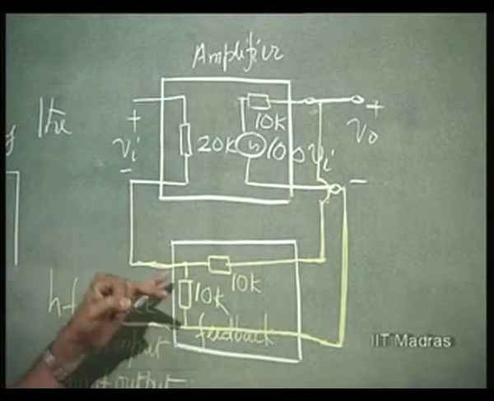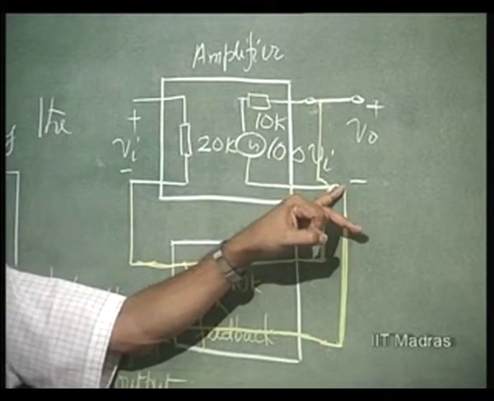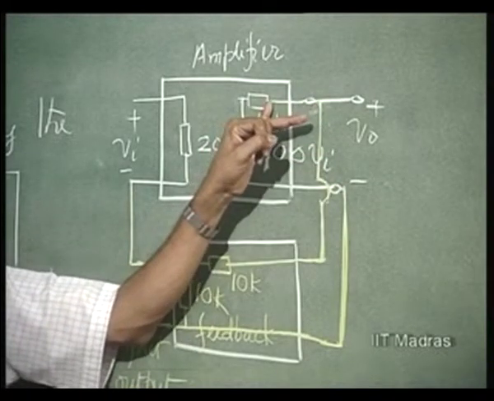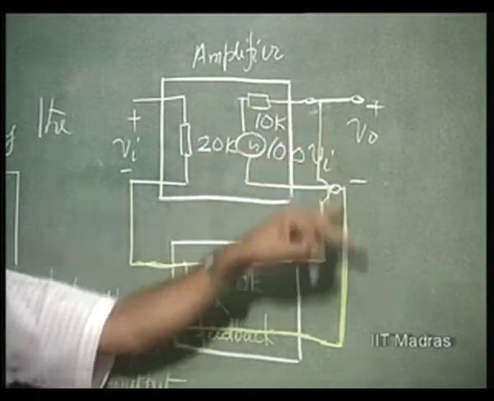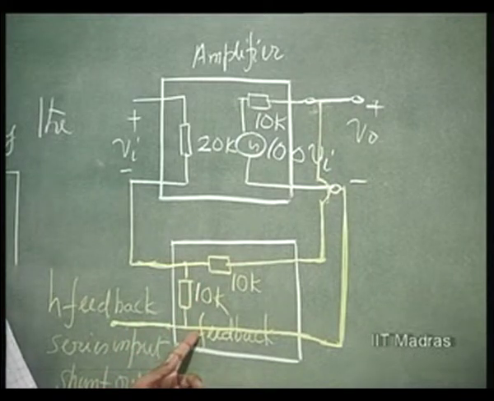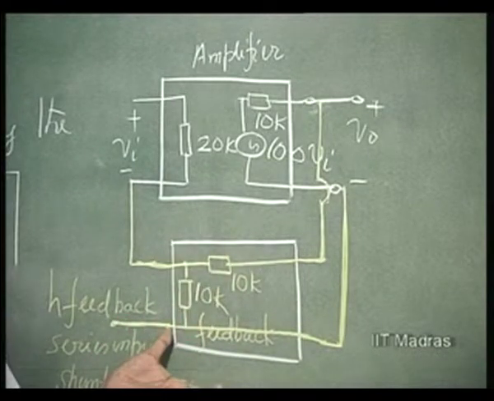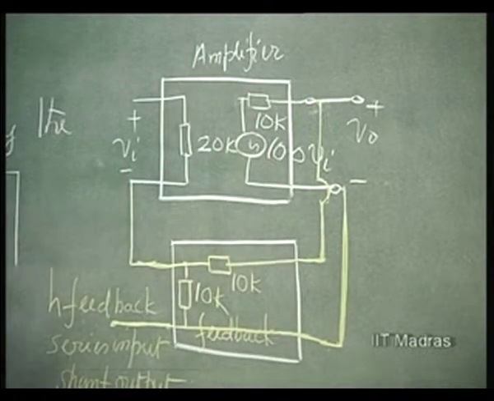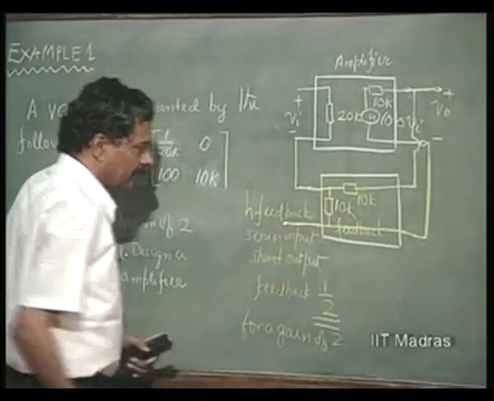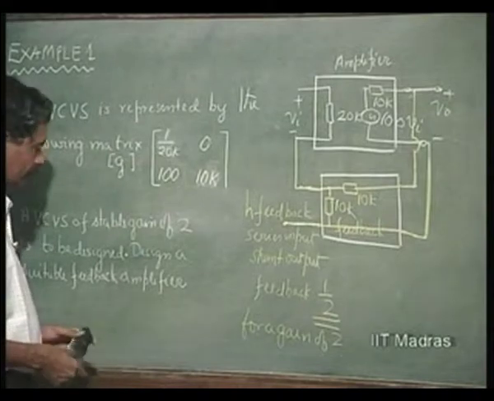I am purposely putting 10K, 10K. Otherwise I would have put an impedance network such that the output impedance is not affected by it. That means, if this is 10K, I would have put a total impedance of greater than 100K, but I am not doing it purposely, so as to illustrate the effect of the feedback network impedance on the total amplifier performance. So with 10K, 10K, I get a feedback factor of half for a gain of 2.